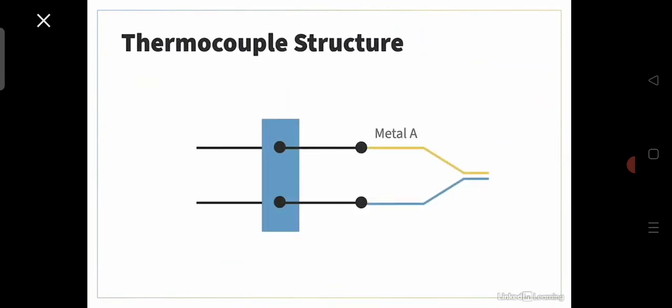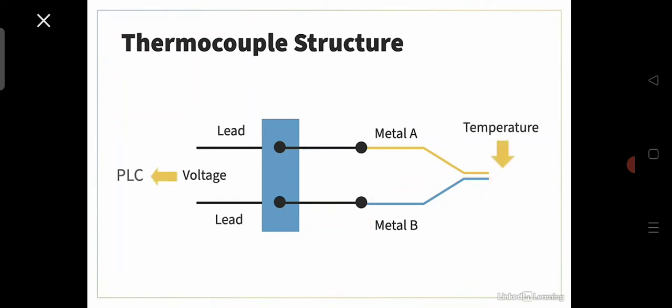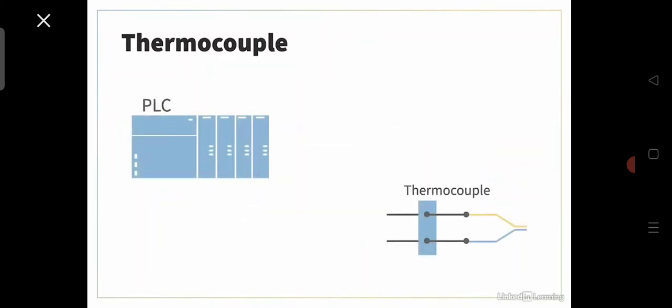Thermocouple is one of the common devices for temperature measurement. It consists of two different types of metals joined together at one end. The other end produces millivolts according to the temperature measured. Then, millivolts are sent to an analog input module of a PLC.